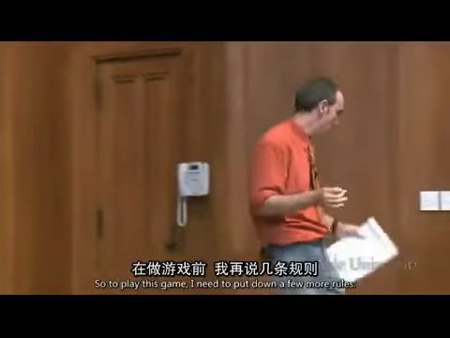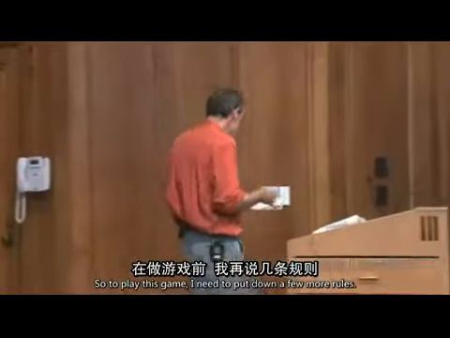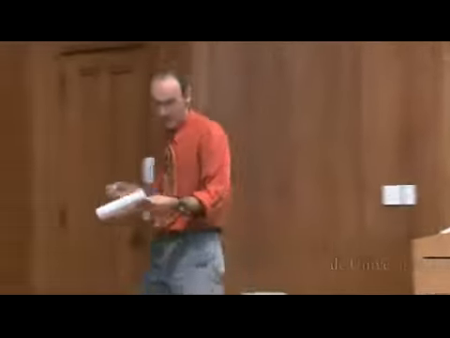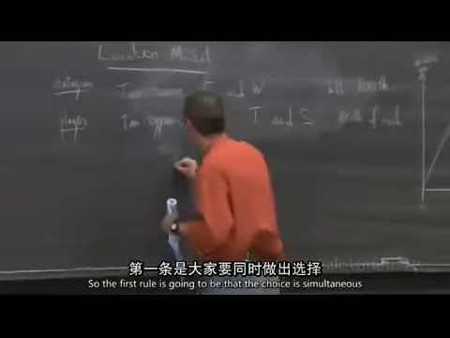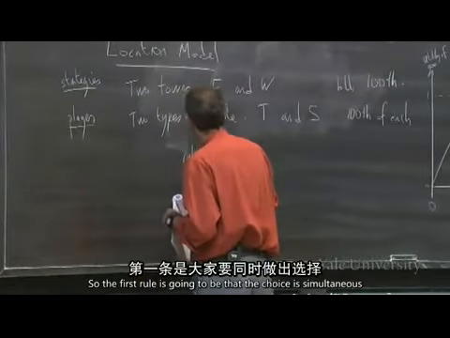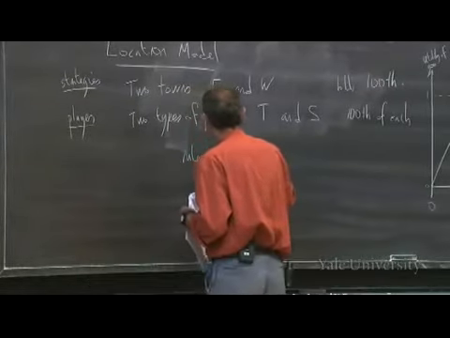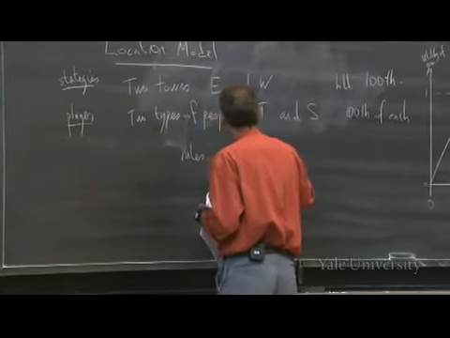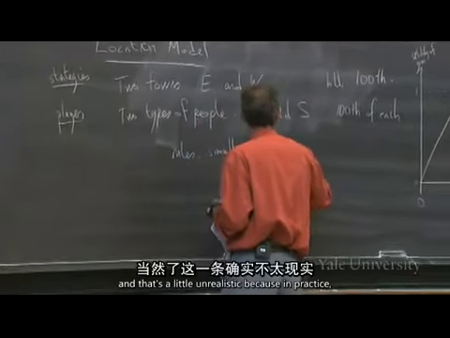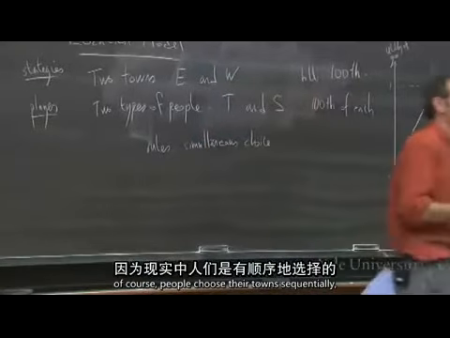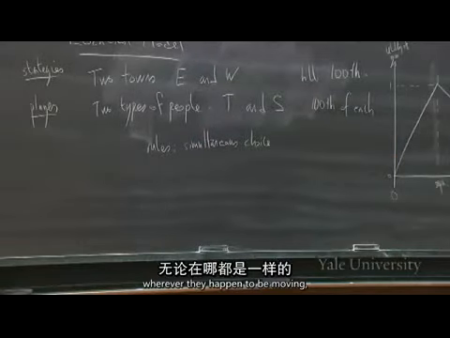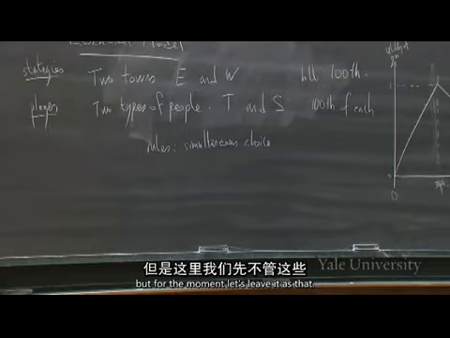So to play this game, I need to put down a few more rules. The first rule is that the choice is simultaneous. That's a little unrealistic, because in practice, of course, people choose their towns sequentially whenever they happen to be moving. But for the moment, let's leave it as that.